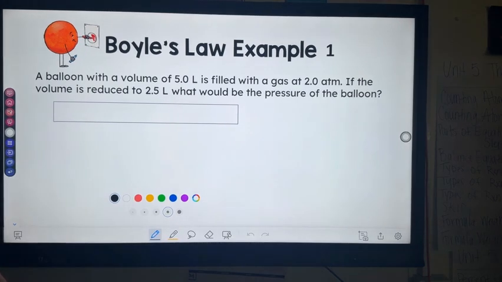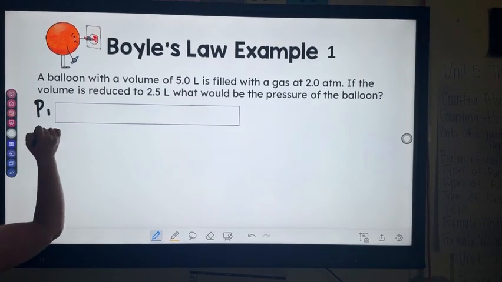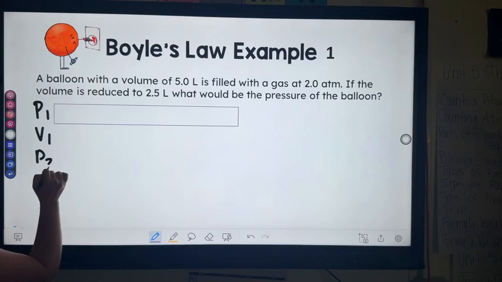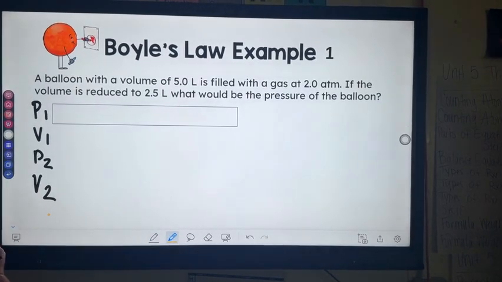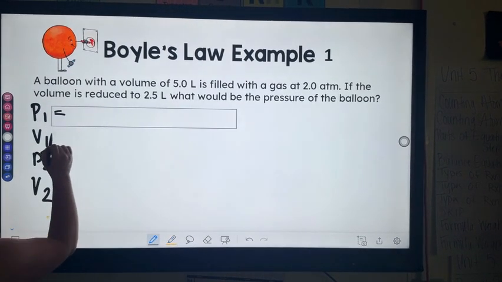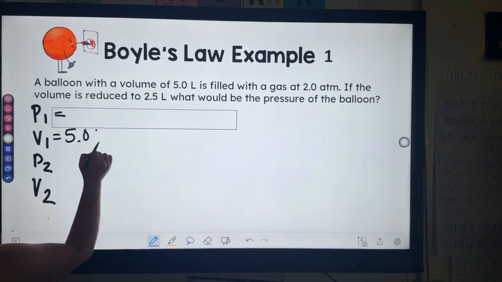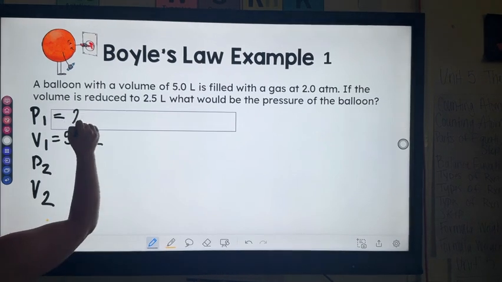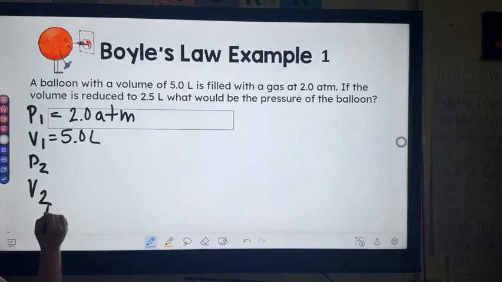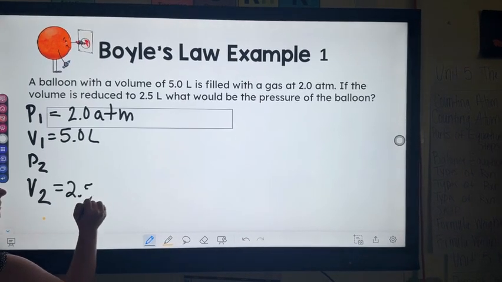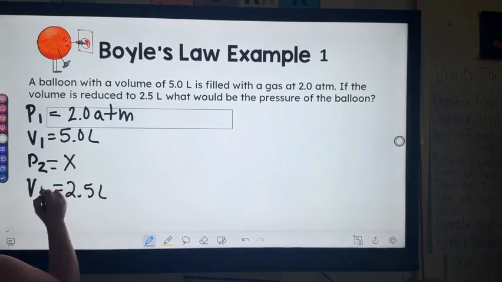Okay, so we know it's Boyle's, so we know it's going to be P1, V1, P2, and V2. So our first volume is 5 liters. We can fill that in. Our first pressure is 2.0 atm. Our second volume is 2.5 liters. And we're solving for our P2.